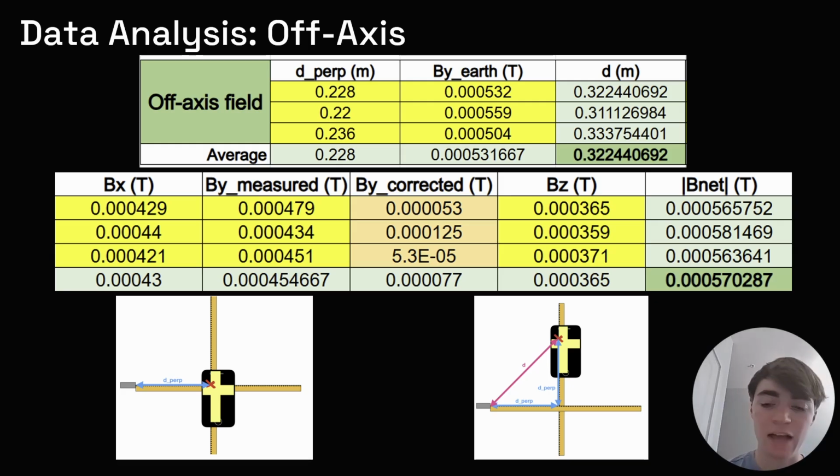Now, for the off-axis set of the experiment, instead of having the magnetometer in line with the bar magnet, we put it perpendicular to it, and then find the actual values of the magnetic field there. In this scenario, we found the magnetic field at the average distance of 0.228 meters from the axis.